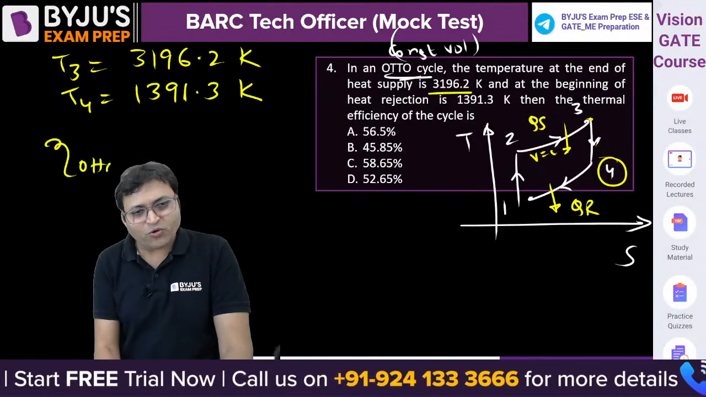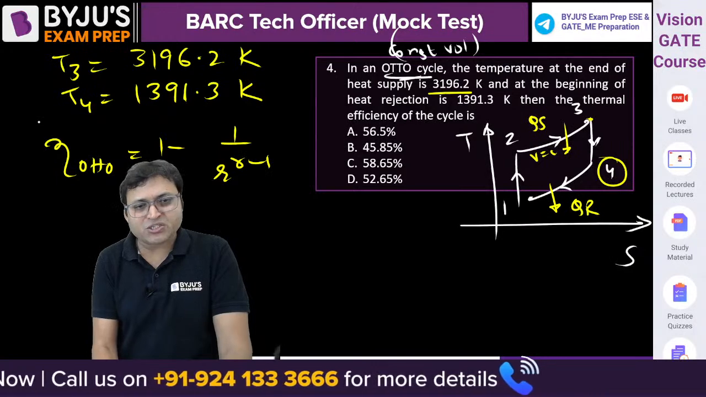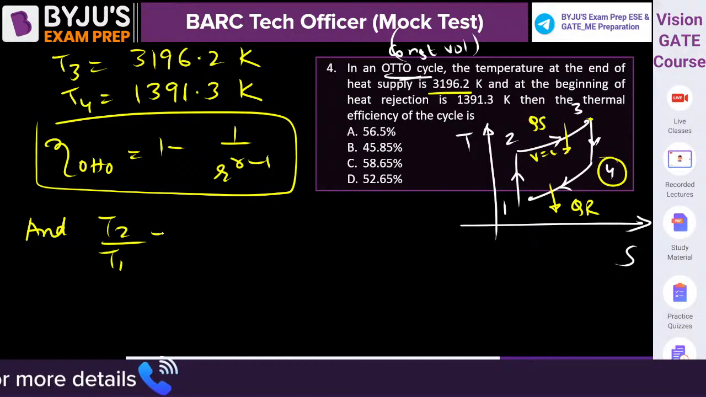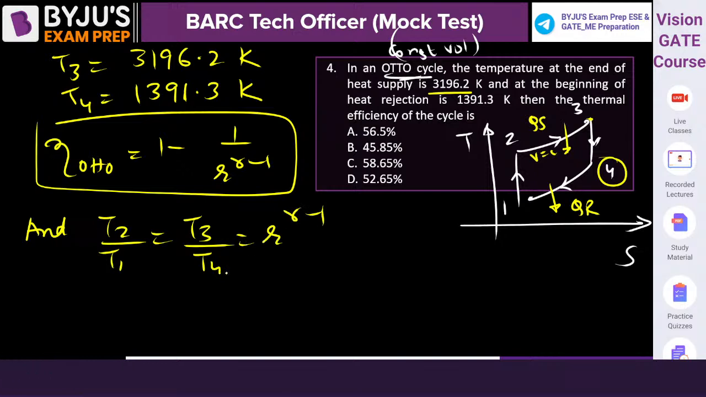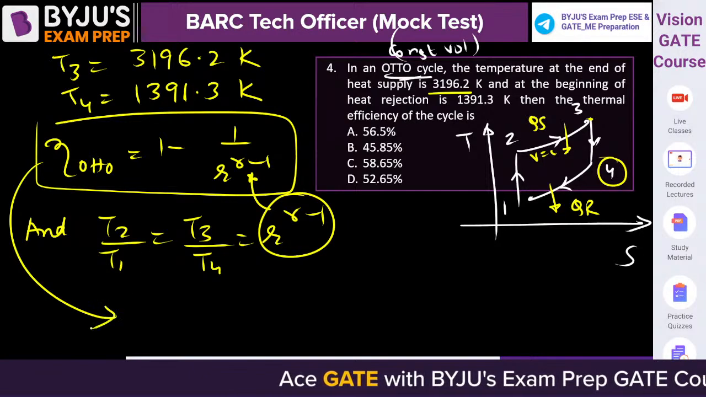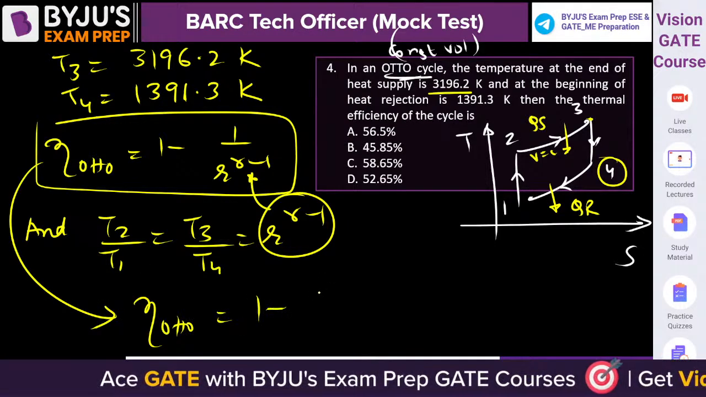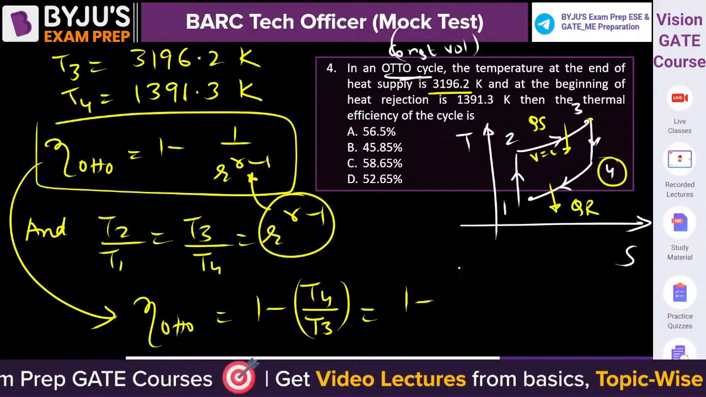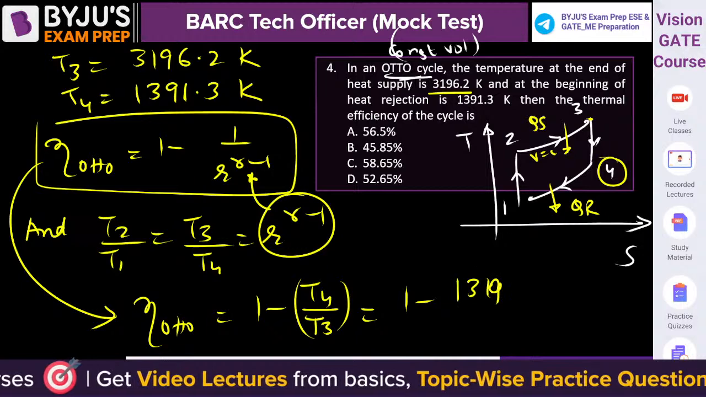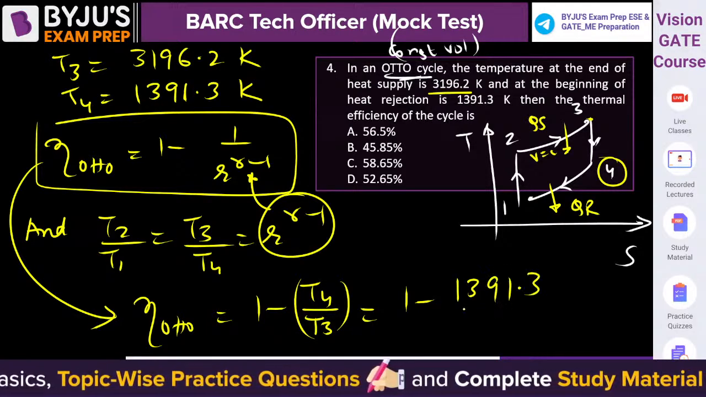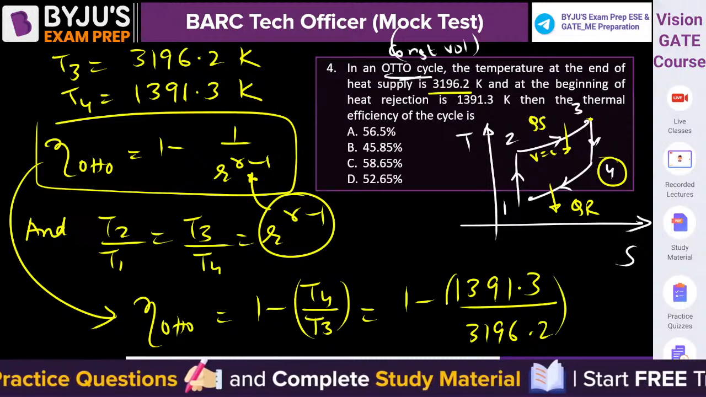Then the thermal efficiency of the cycle. What is the thermal efficiency of an Otto cycle? 1 minus 1 upon R to the power gamma minus 1, isn't it? And T2 by T1 is equal to T3 by T4 is equal to R to the power gamma minus 1, because 1 to 2 and 3 to 4 are isentropic processes. So put the value of R to the power gamma minus 1, that is T3 by T4. So from here we can say efficiency of Otto cycle is 1 minus T4 by T3, isn't it? Put the value, 1391.3 and 3196.2, that will give you the answer.